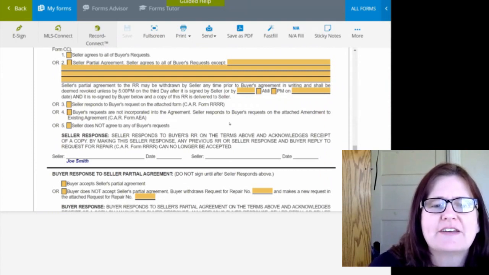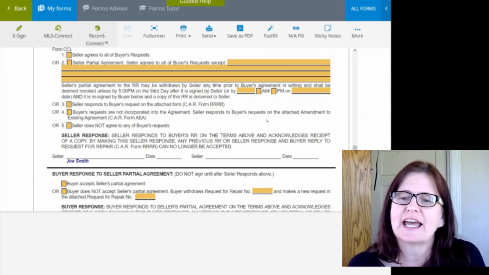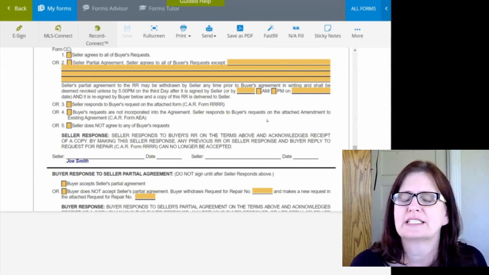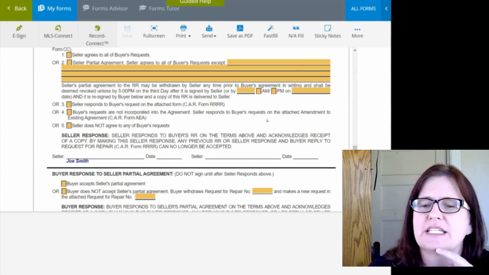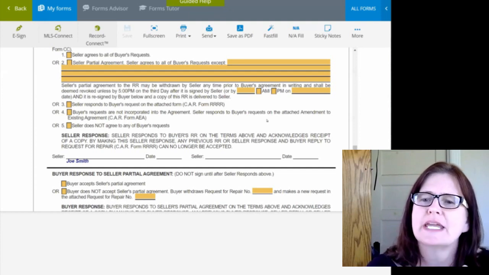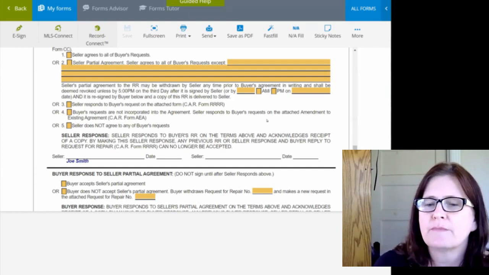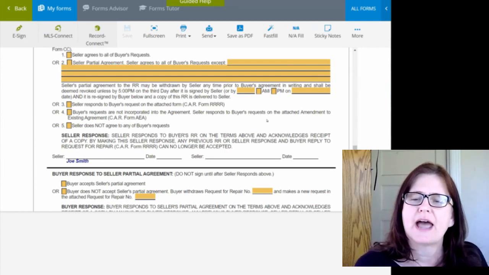And so if the seller accepts it as is, then again the buyer's inspection contingency is gone, or depending on what they marked on the contingency removal part of that. If the seller comes back and says, okay, I'll do 1, 2, and 3, but I'm not doing 4, then that gets sent back to the buyer. And then what does the buyer have the option of doing?